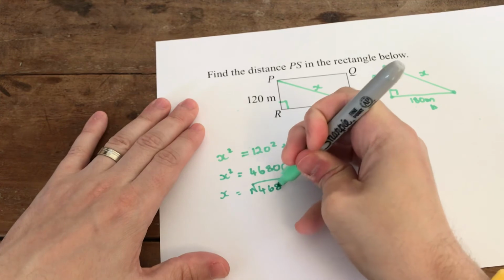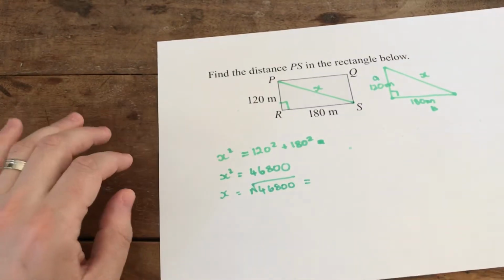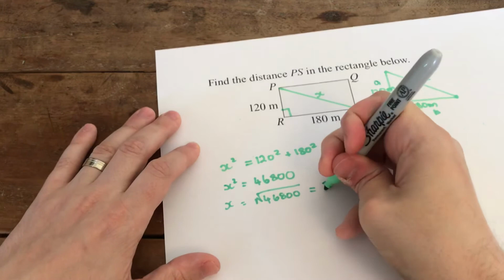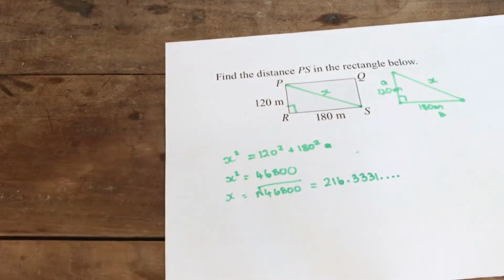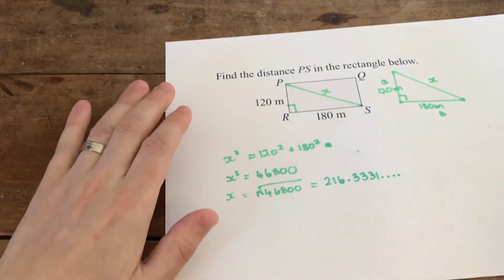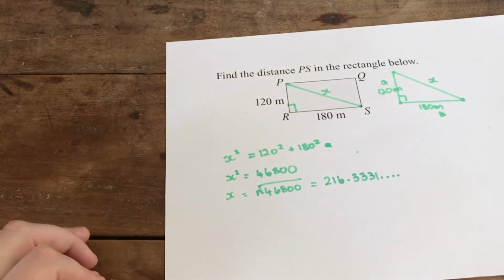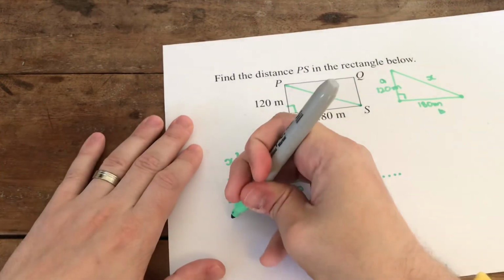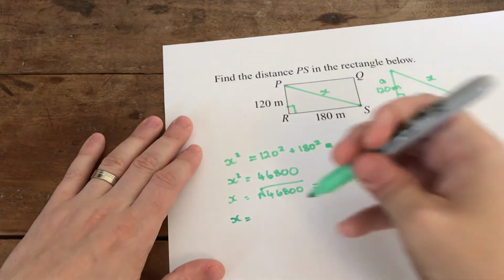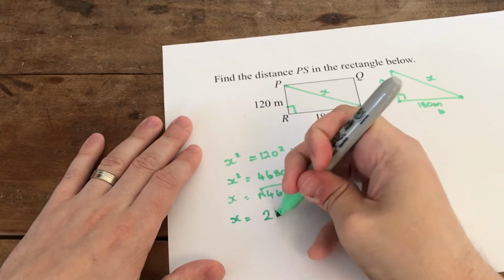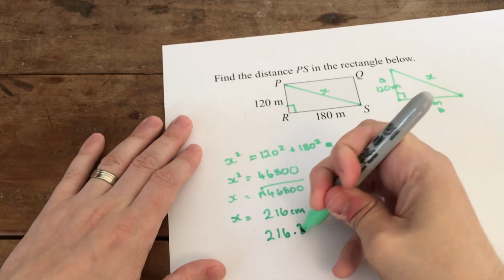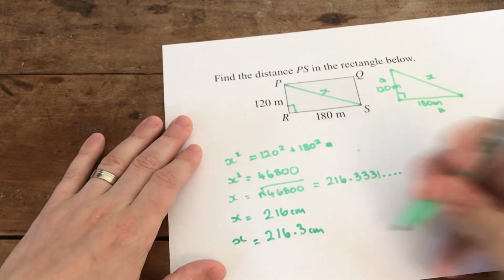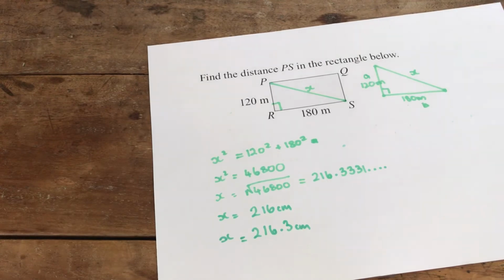Now, we want to square root this, similar to how we did before. We put it under the square root sign, and we'll get a long number that comes out. That is 216.3331, and it goes on for a long time. All of these numbers are rounded to the nearest whole number, so I'm also going to round this to the nearest whole number. And what I get is 216 centimetres. You could have given your answer to one decimal place if you wanted, because it doesn't give you any instructions in terms of that.